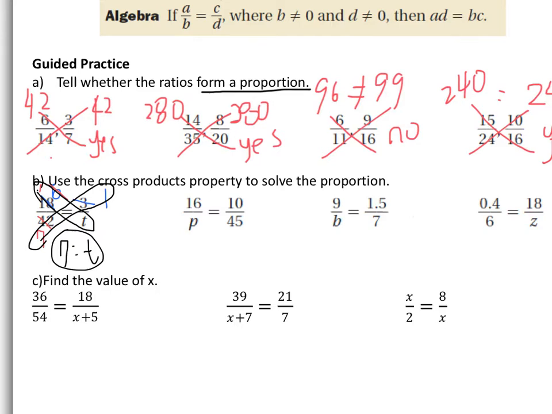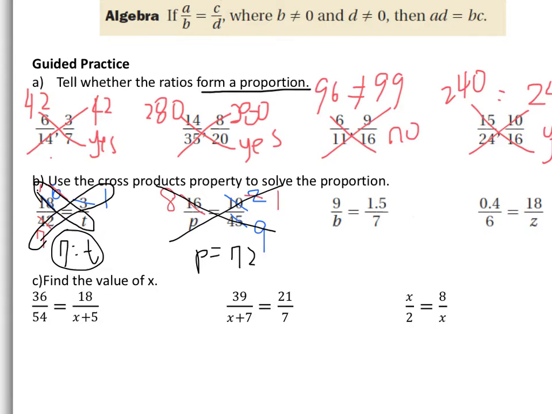Again, for the next problem, I can first simplify. I call this box simplifying. I could do it this way first. 10 divided by 5 is 2. 45 divided by 5 is 9. And then 2 divided by 2 is 1. 16 divided by 2 is 8. And then I could take the cross product. P times 1 is P, and 8 times 9 is 72.